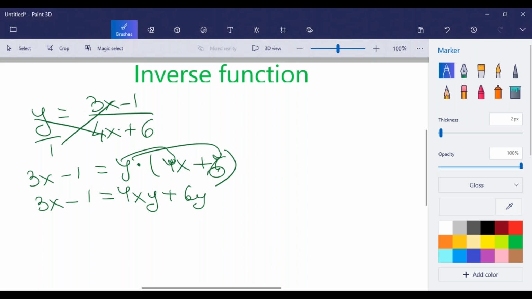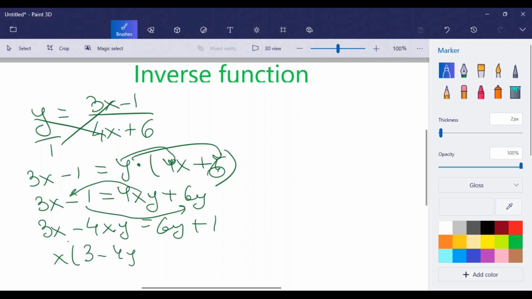Now we are moving all the terms with x to one side and those without x to the other side. 3x and 4xy go to the left with the opposite sign, and negative 1 goes to the right with the opposite sign, plus 6y. So 3x minus 4xy. I have two x's, but at the end it should be just one. That's why I will take it out. It means I will factorize it. x(3 minus 4y) equals 6y plus 1.